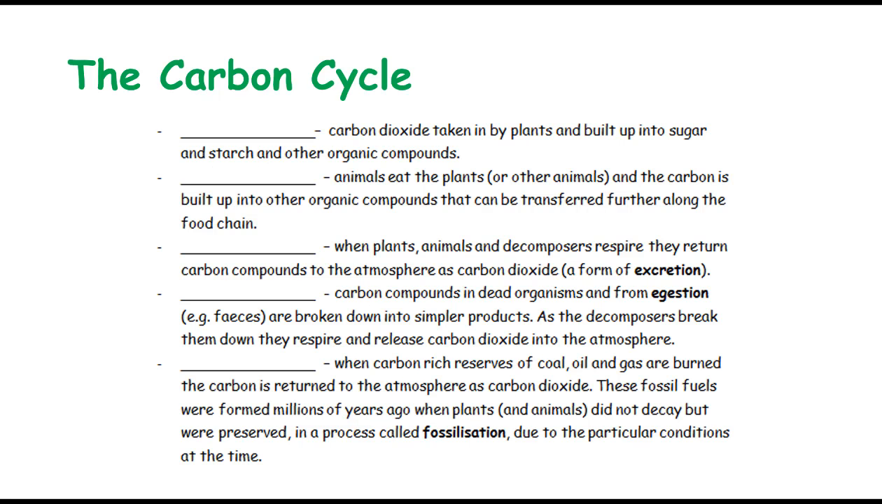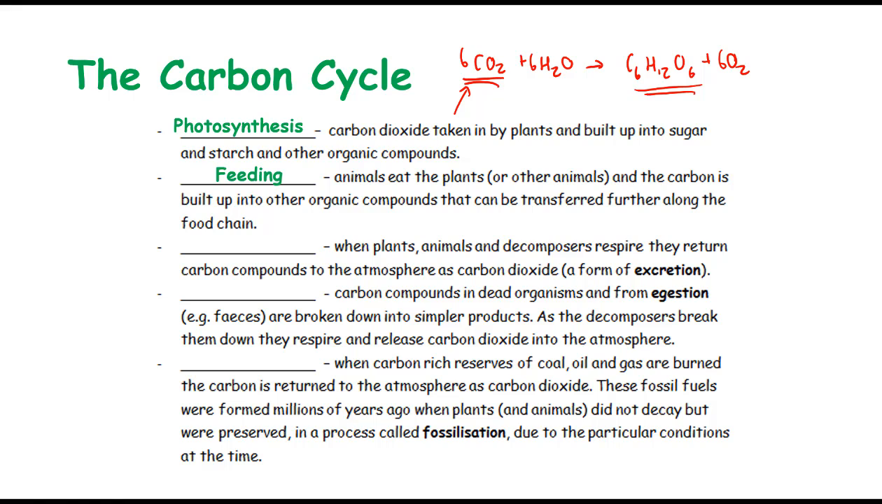Now, just for the sake of completeness here, let's just look at each process and make sure we understand what's going on. So the first one is photosynthesis, which is where carbon dioxide is taken in by plants and built up into sugar and starch and other organic molecules. So remember there, the equation is carbon dioxide plus water produces glucose plus oxygen. So carbon dioxide was taken in and it's built up into glucose. The glucose can then be converted into starch. The animals eat the plants or other animals, and the carbon is built up into other organic compounds that can be transferred further along the food chain.